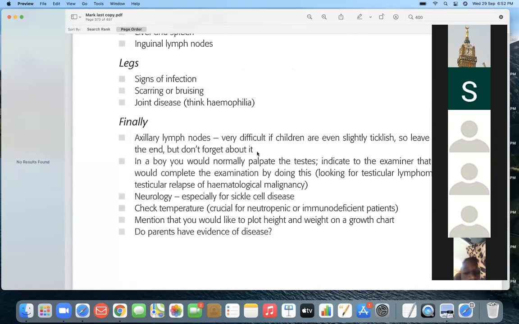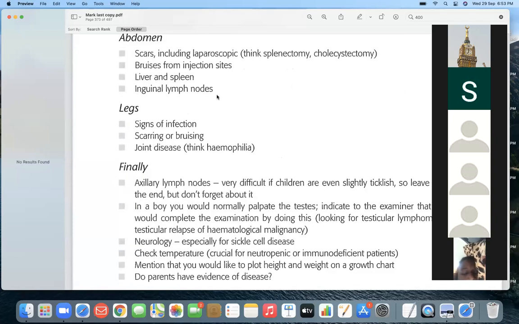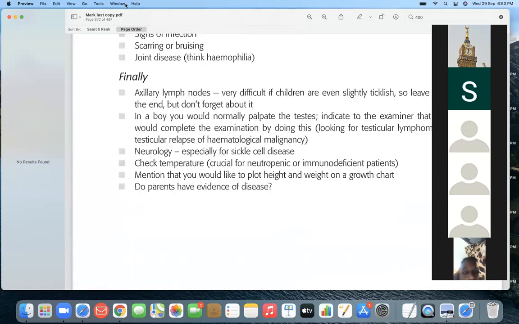Then legs, you will look for signs of infection, scarring or bruising, joint disease. If there is joint swelling, you can think of hemophilia. Again, scarring and bruising, again for thrombocytopenia, maybe leukemia or TAR syndrome, and any signs of infection. Then finally, axillary lymph node.